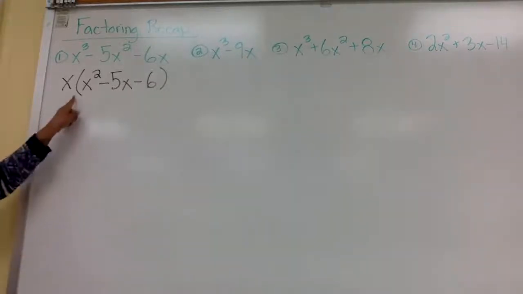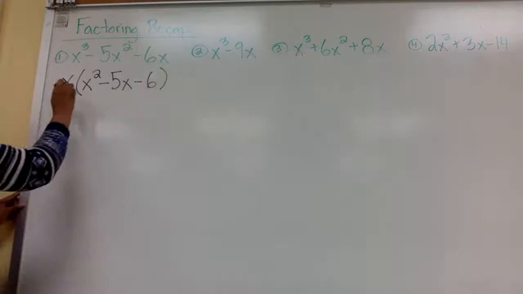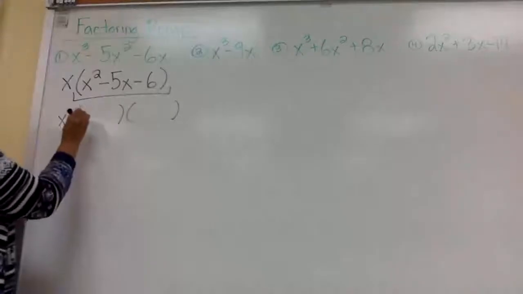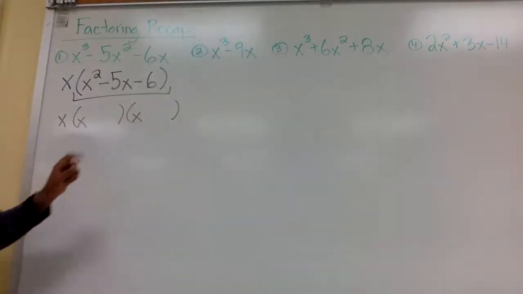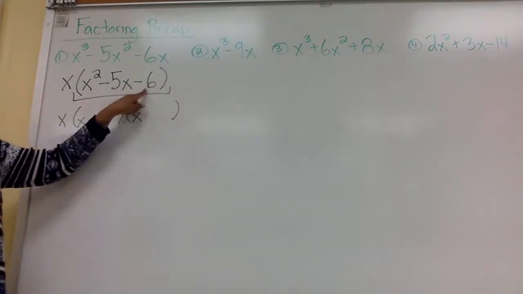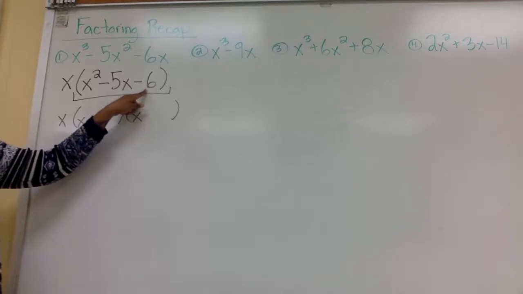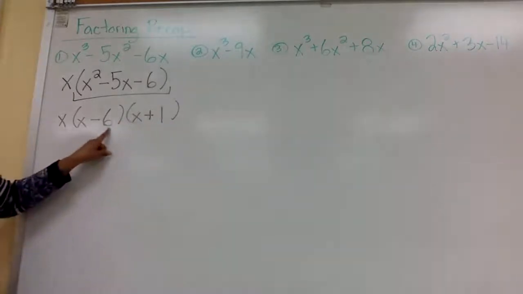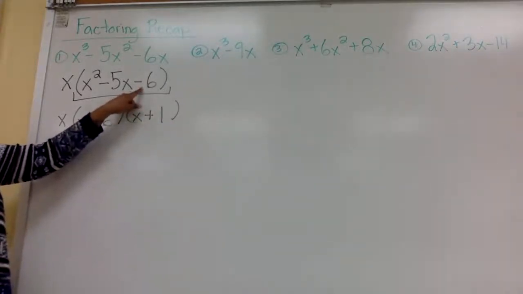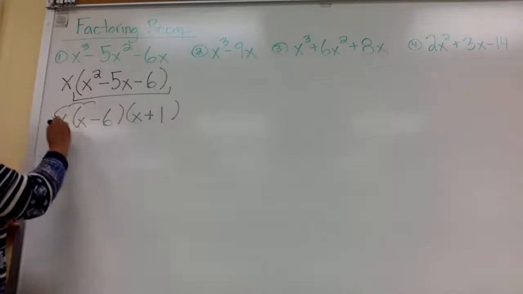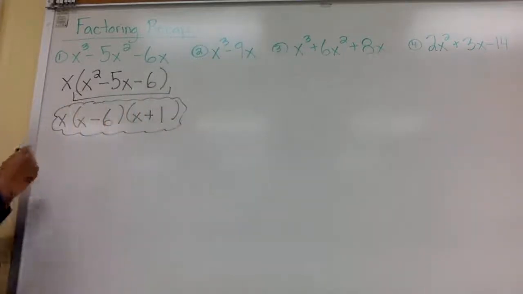Not finished yet. Now I need to factor this on the inside. This is what we call factoring like normal. We put our x's in there. We're trying to think of two numbers that multiply to give me negative 6 and add to give me negative 5. Those numbers are negative 6 and positive 1. Negative 6 times 1 is negative 6, check. Negative 6 plus 1 is negative 5, check. So this is our final answer, and we have just factored x to the third minus 5x squared minus 6x.